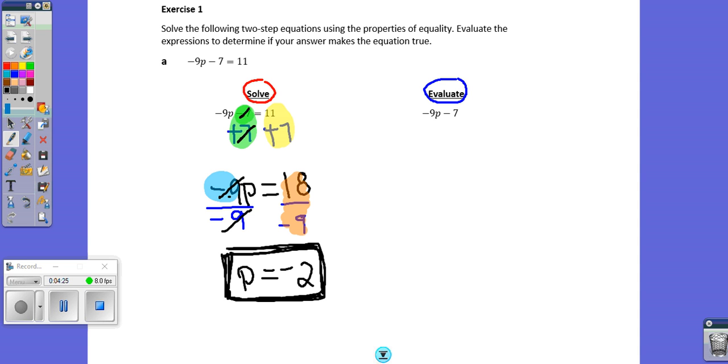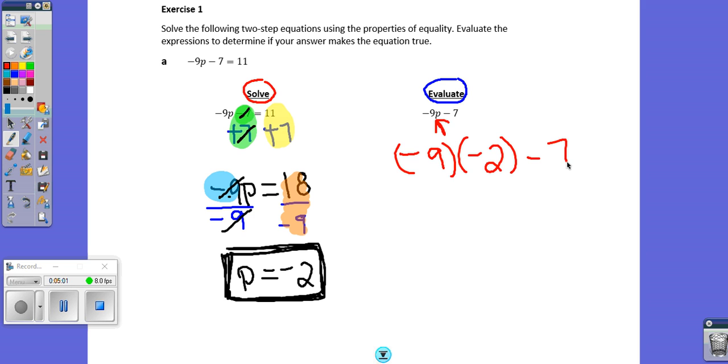Now I'm going to go evaluate my expression just to see if I got the answer I'm really looking for. So the first thing we want to do when we evaluate is replace the variable with the number that we calculated. So in our case, we're saying that p is equal to -2. So in other words, -9 times -2. Because you have a product, you want to write that in parentheses. So -2 is in parentheses, minus 7.